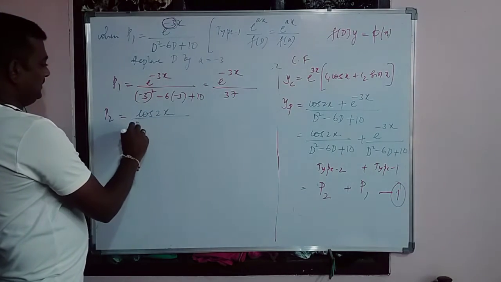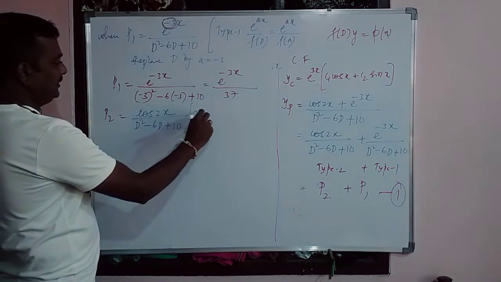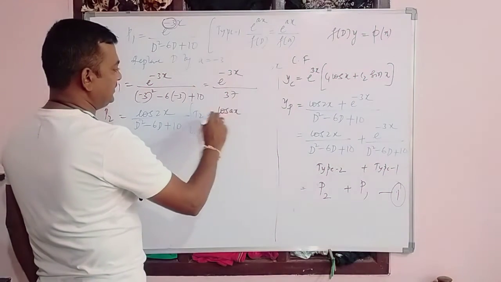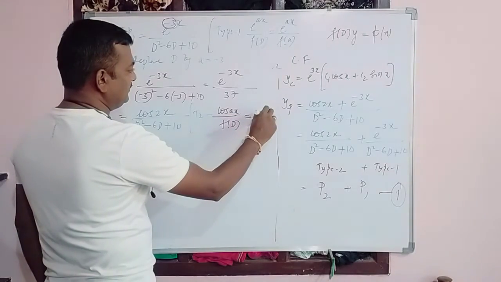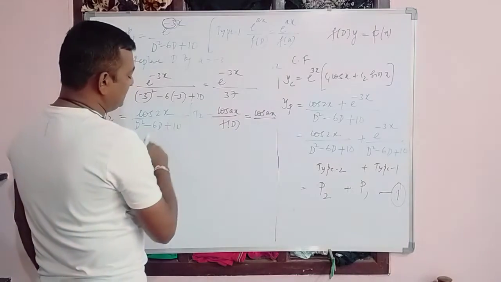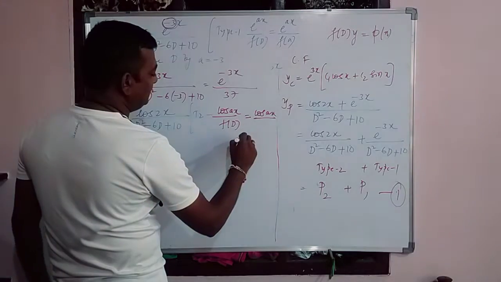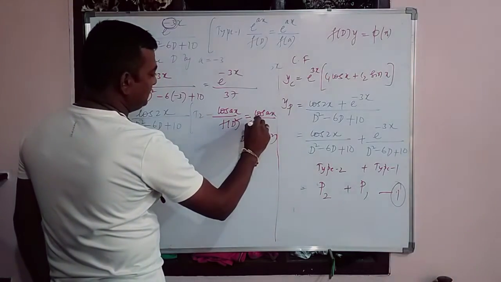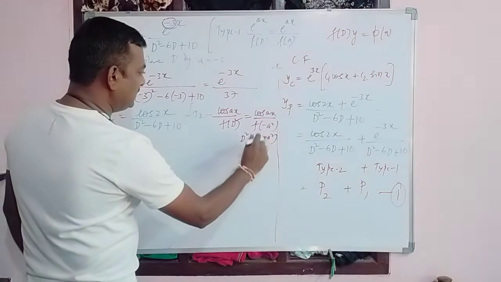cos 2x divided by D square minus 6D plus 10. In a type 2 example, if the numerator is trigonometric, cos ax divided by a function of D, first we need to express the denominator as a function of D square, and we are going to replace D square by minus a square.